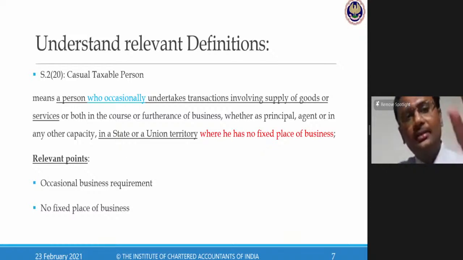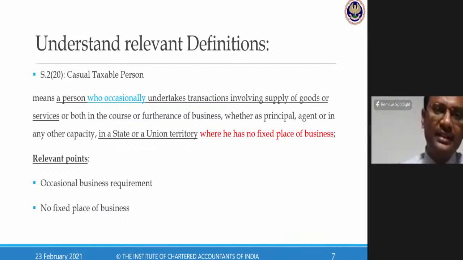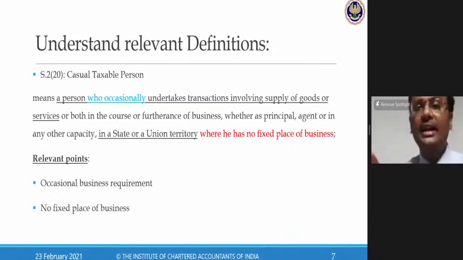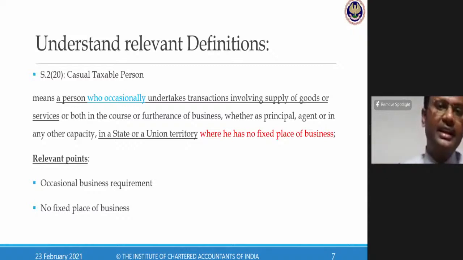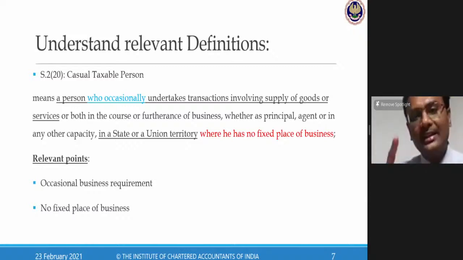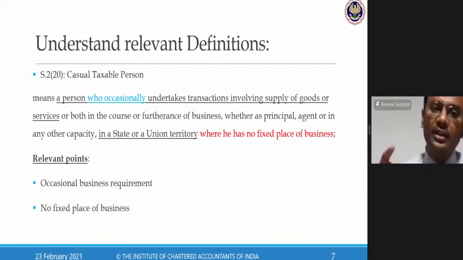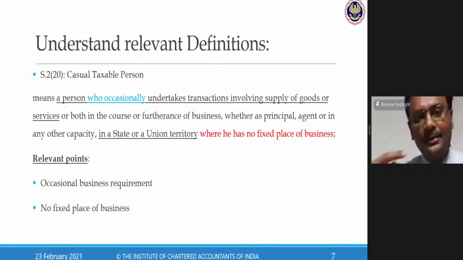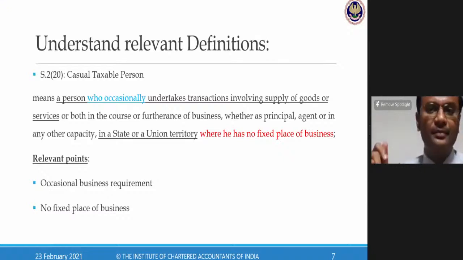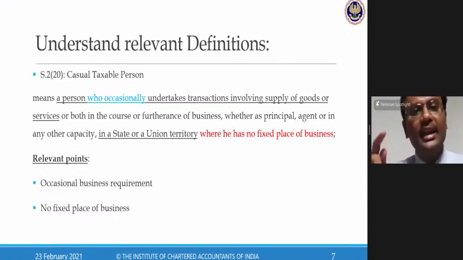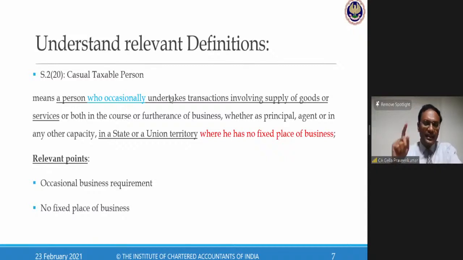Now, this term casual taxable person says a person who occasionally undertakes transactions involving supply of goods or services. Now, important, a person occasionally undertaking, not regular. A person who is not regularly undertaking, but is occasionally undertaking a transaction involving supply of goods or services or both in the course or furtherance of business. Now, always look at the language: in the course or furtherance of business. What is that? In the course of my business, I'm extending, expanding, improving my business. Whenever there is a transaction which includes a supply, that supply is done on an occasional basis, whether as a principal or agent, in a state or union territory where he has no fixed place of business. In red color, very, very important for you to understand.